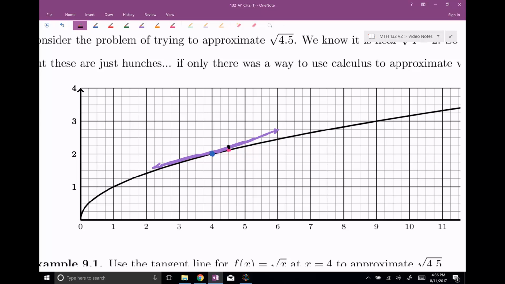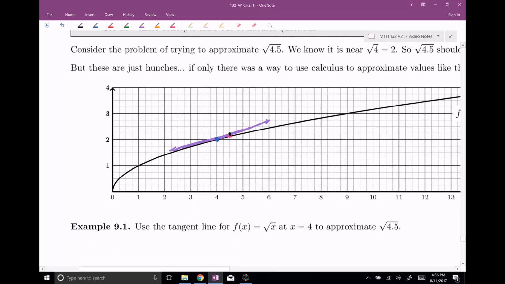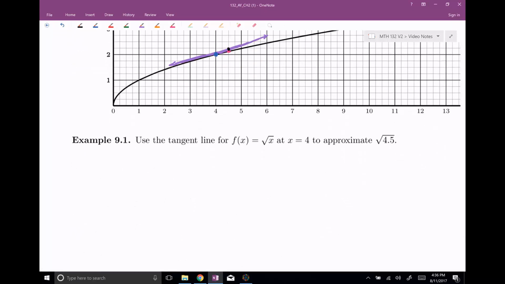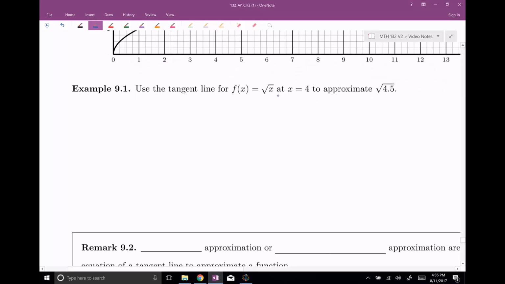So let's go ahead and do this out. Let's find the tangent line equation and then use that to approximate the square root of 4.5. All right, so I have some work to do. So tangent line equation. Well, maybe first thing I want is the function's value at 4, because this is the tangent line at 4. So f of 4, well, that's the square root of 4, and that's equal to 2. And then the other thing that I need for my tangent line is the derivative at 4.